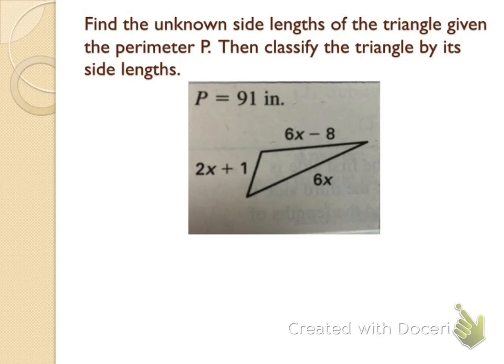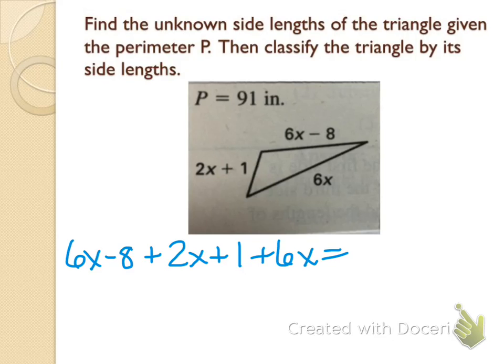Okay, so find the unknown side lengths of the triangle given the perimeter. Then classify the triangle by its side length. So we know the perimeter of a triangle, and we know that perimeter is the distance all around the outside. So we have to add side A to side B to side C to get 91. So we have an equation based on this. Looking at the first one, 6x minus 8 plus 2x plus 1 plus 6x equals 91.